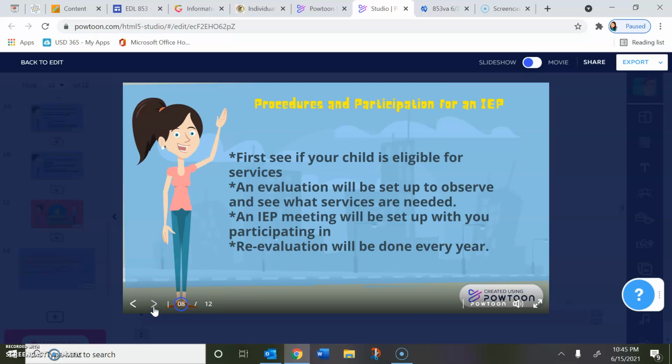So, some procedures and participation for an IEP. First, you see if your child is eligible for services. Second, an evaluation will be set up to observe and see what services are needed. Third, an IEP meeting will be set up with you participating in it, and then a reevaluation will be done.